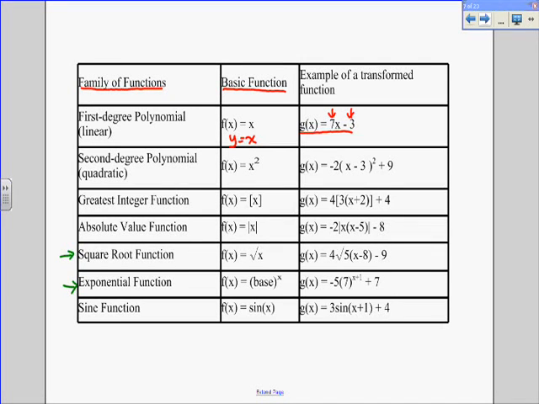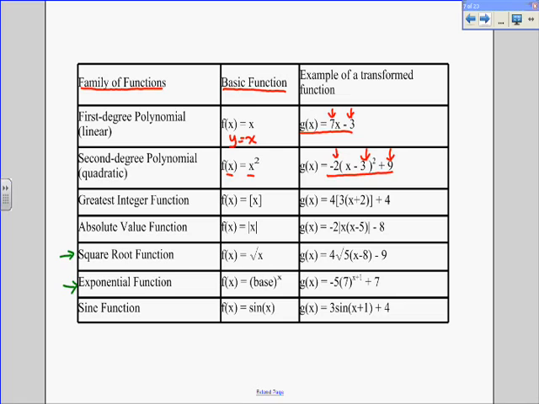We have second degree polynomial. Our basic is y equals x squared. And this is an example here of a modified second degree polynomial. We have three different parameters here, and each of those parameters is going to change somehow the appearance of the graph of this function. So there's going to be a change from y equals x squared to our new function g of x with all of these changed parameters.